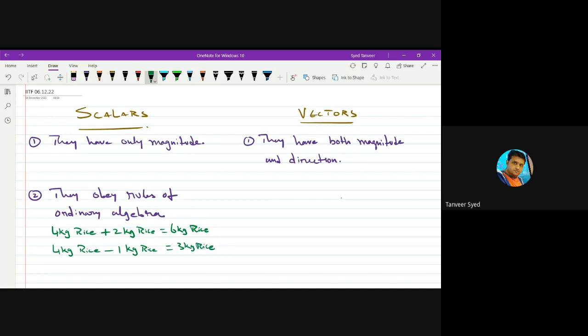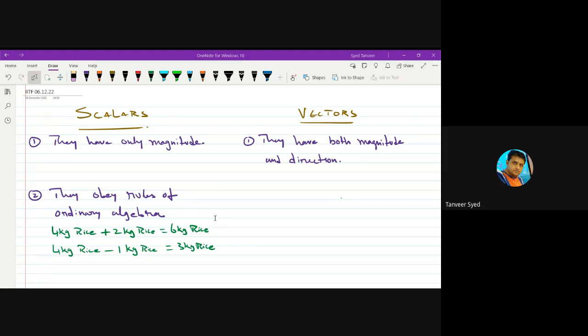This is nothing new. This is already what you have been doing all the time in mathematics. 4 plus 2 is 6, 4 minus 1 is 3, minus 2 plus 2 is 0. This is your regular ordinary algebra. Scalar quantities can be handled, or you can perform operations on them, with this regular algebra which you have already been using. There are no special rules to handle scalar quantities. Like if I add 2-meter distance to 6-meter distance, I'll get 8-meter distance.